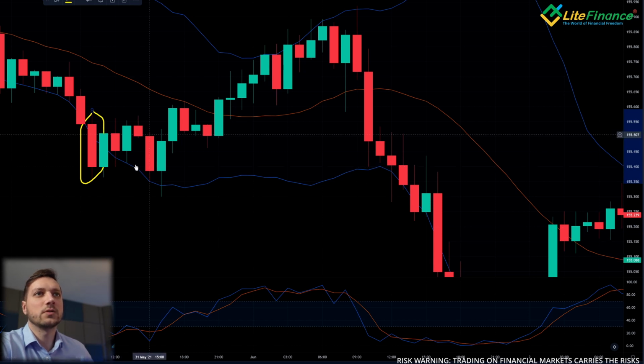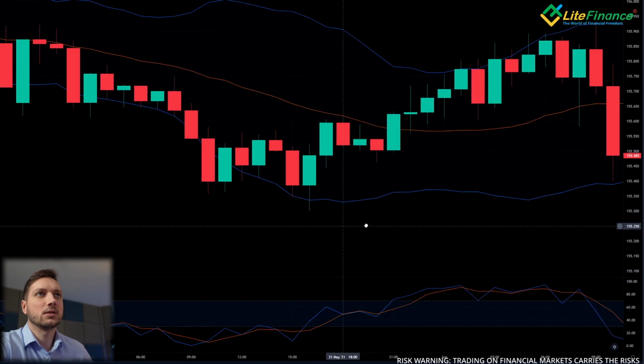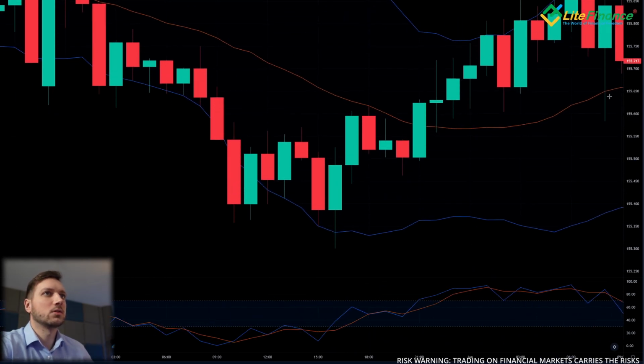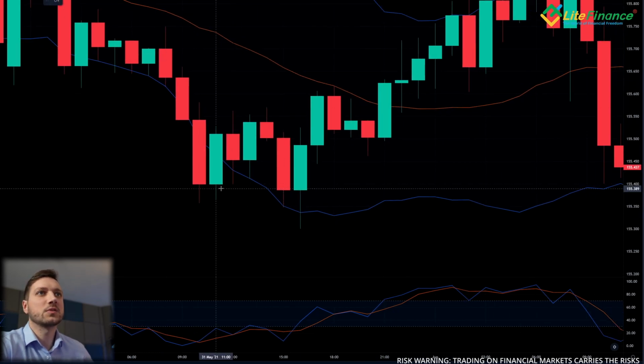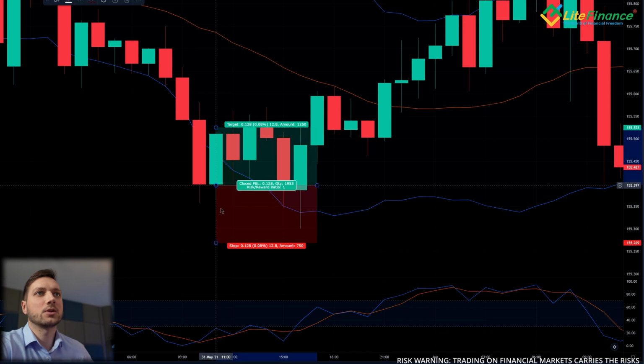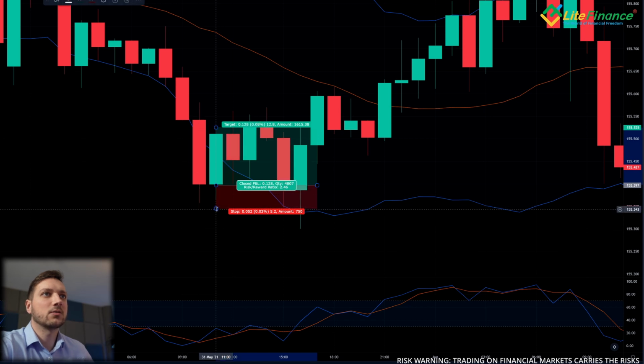So let's remove the drawings once again. Let's zoom in to see this example better. So let's take a long position. We are entering over here, and we are setting our stop loss slightly below this red candle, which is 5 pips in this situation, and our profit target is risk reward ratio 2.